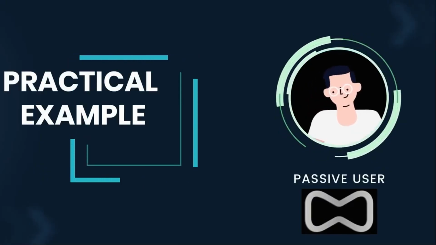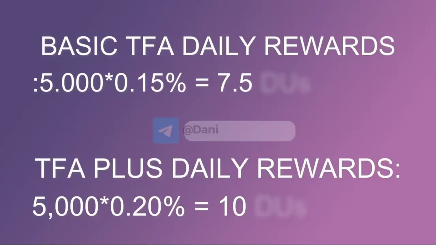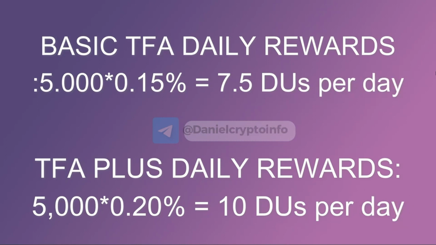Practical example for a passive user. If the user has chosen to wait patiently for their rewards, the daily percentage of release will be calculated on the percentage that comes from the subscribed package, which for the basic TFA amounts to a sum of 7.5 DU, and for TFA Plus holders, 10 DU daily.